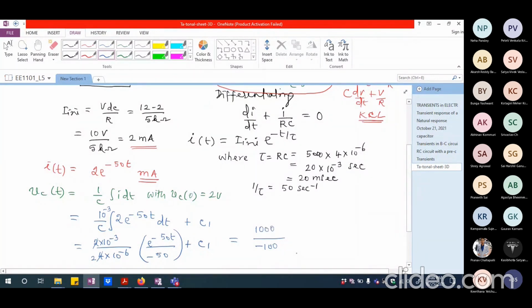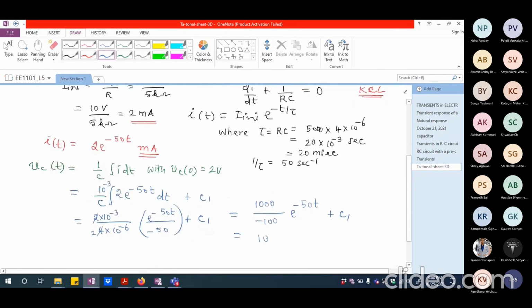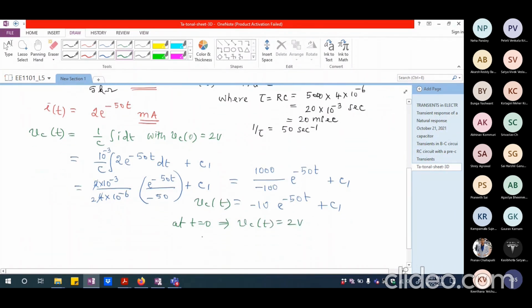So 1000 divided by 100 into e power minus 50t plus some constant of integration C1. So I should say again, 10 e power minus 50t plus C1. How do I solve for C1? That is by using the initial condition. So this is Vc of t. At t equal to 0, the voltage across the capacitor is 2 volts. So what is C1? That's what I have to calculate.